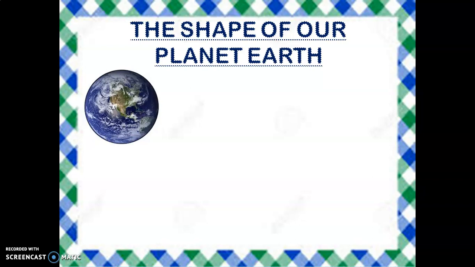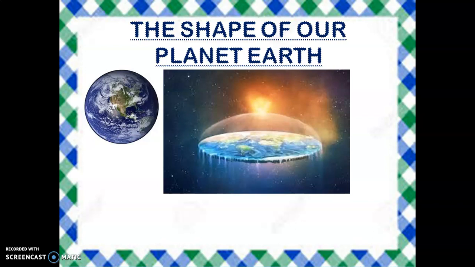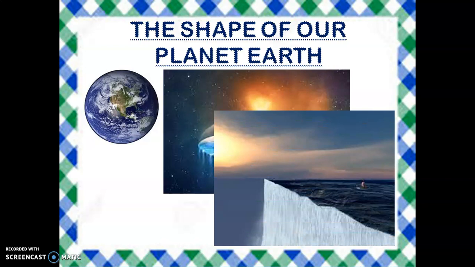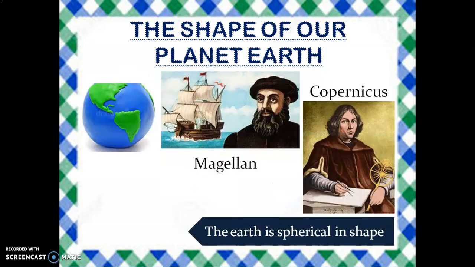Long ago, everyone believed that the earth was flat like this. They believed that if we travel to the edges, we would fall off. But due to explorers like Magellan and astronomers like Copernicus, this thinking has changed. Now we know for certain that the earth is spherical in shape.